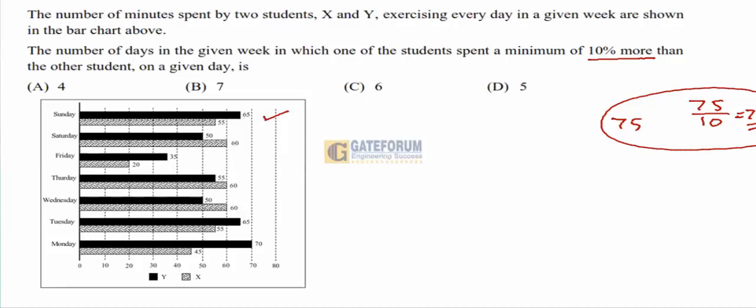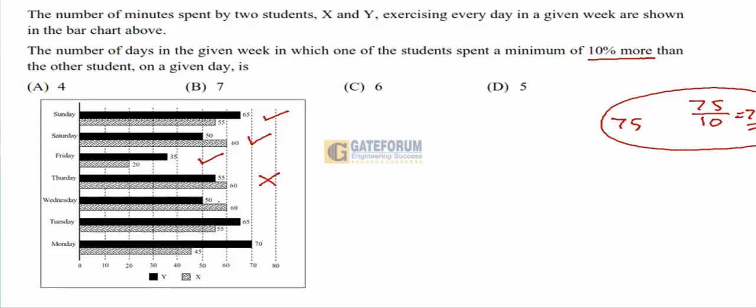Here the smaller one is 50. 10% more would be 5. But the gap is 10. So naturally this is more than 10%. So this is also allowed. The smaller one is 20. The 10% of 20 is 2. But here the gap is 15. So definitely this is one of the cases. Now here the smaller one is 55. 10% is 5.5. But the gap is only 5. So here the gap is not more than 10%.